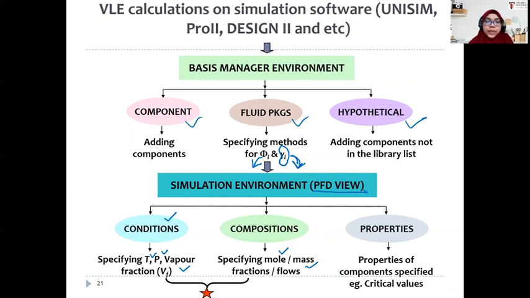Okay, to perform this condition and also the composition, before we identify the condition and also the composition, we should perform the material and energy balance that we have learned previously in the previous module.